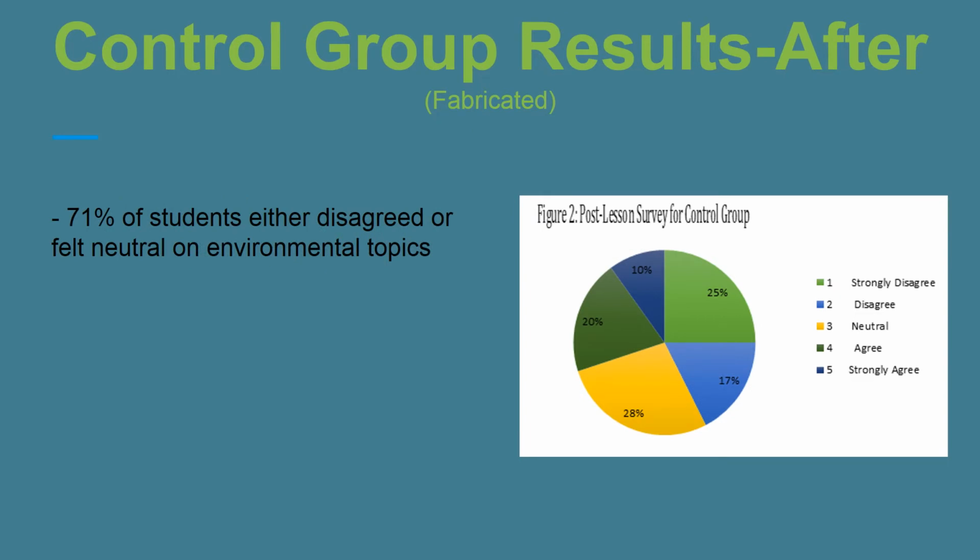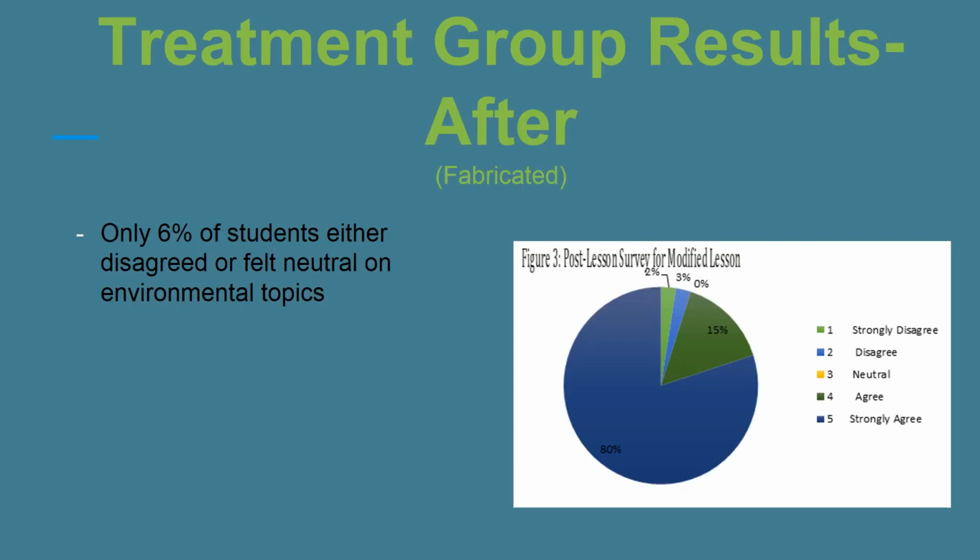The control group, which was the class that received the normal lesson, shifted slightly to 71% of the students disagreeing or feeling neutral on environmental topics. But the classes that received the modified lesson had a huge shift to only 6% disagreeing.